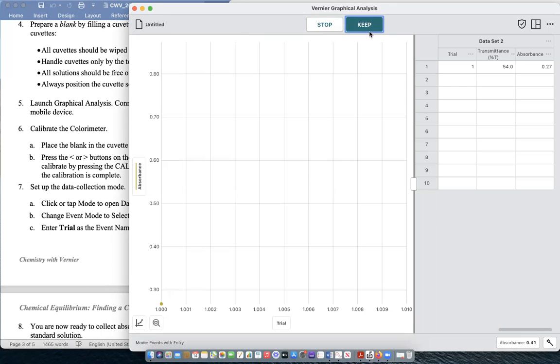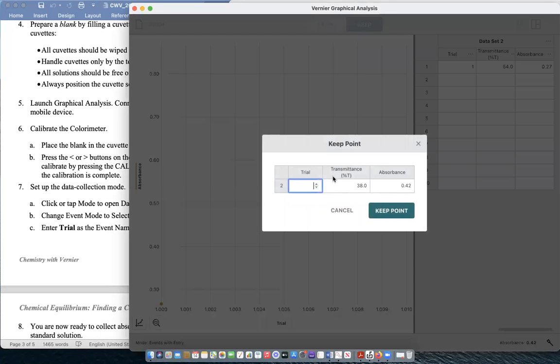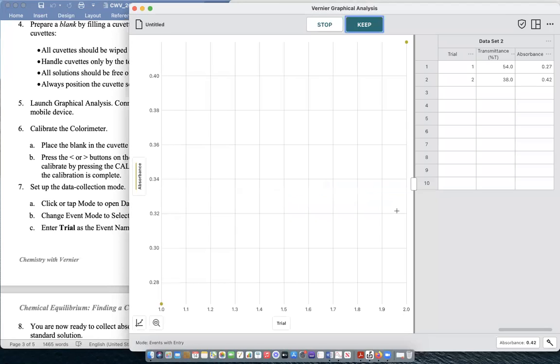So I'm going to hit keep and enter that I'm looking at number 2 for my point. And the transmittance, because the absorbance is greater, that means the transmittance of light going through it is less. So I'm going to keep that particular point. And let's take a look at number 3.